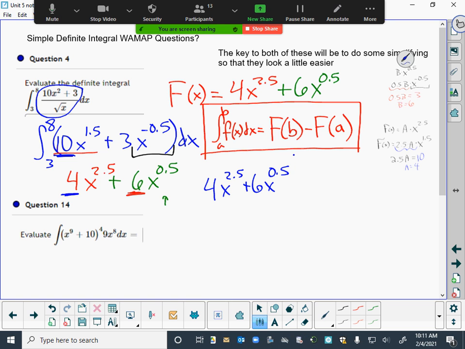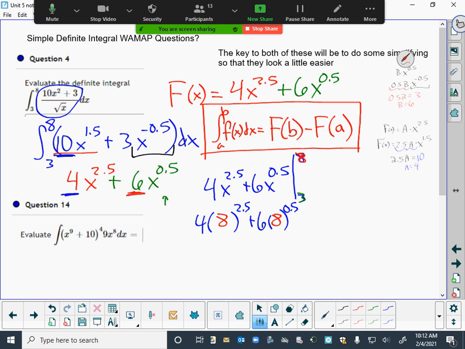And the notation we typically use is we'll put a vertical bar, which means I'm going to evaluate this from a to b, from 3 to 8, where the 3 is the a, the 8 is the b. And so that means I'm going to, let me color code some things here. Make that the 8 and the 3. So I'm going to do 4 times 8 to the 2.5 plus 6 times 8 to the 0.5.